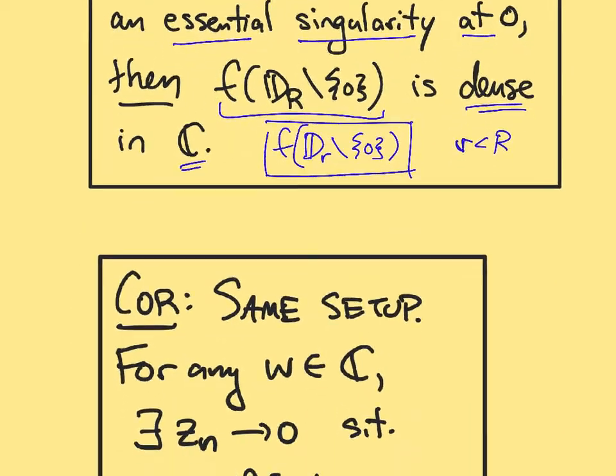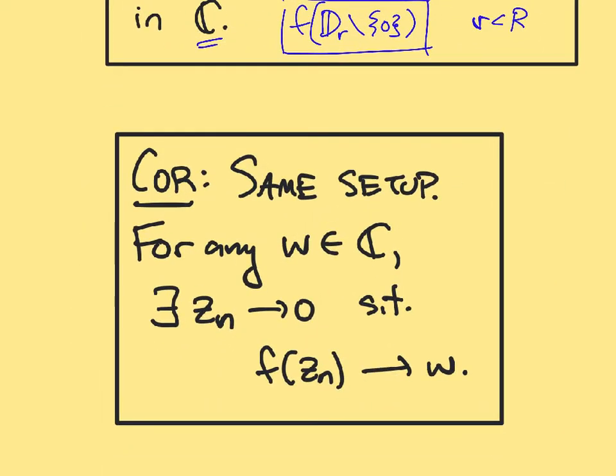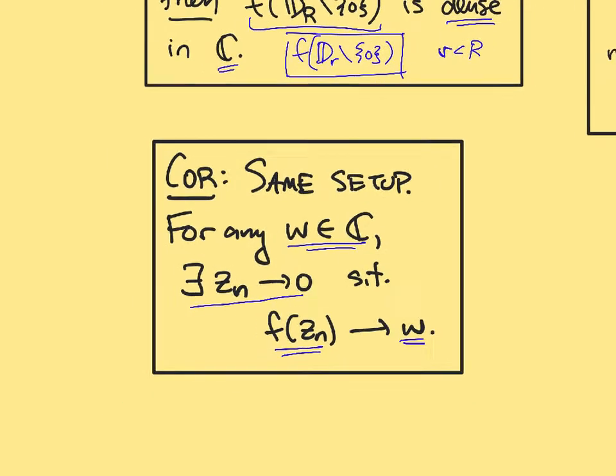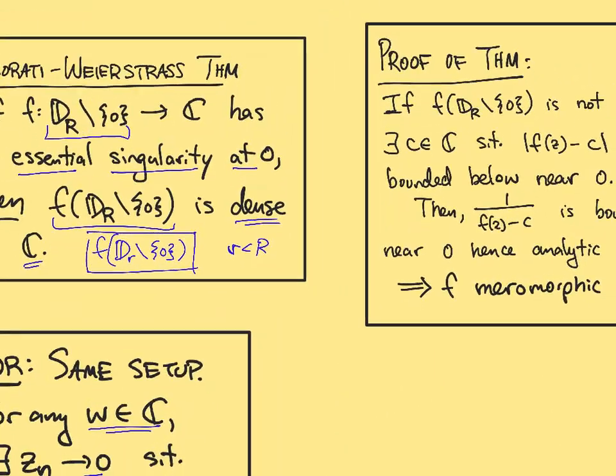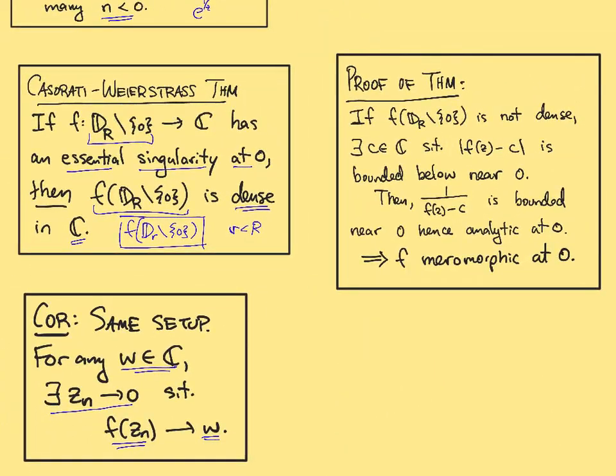And this gives us this kind of powerful corollary that for any w in C, there will exist a sequence of z_n's tending to 0 such that f of z_n goes to w. So it's as far from being continuous as you could imagine, because for any complex number, I can find a sequence of points tending to 0 so that the image tends to whatever point I want. So let's try to prove the Casorati-Weierstrass theorem.